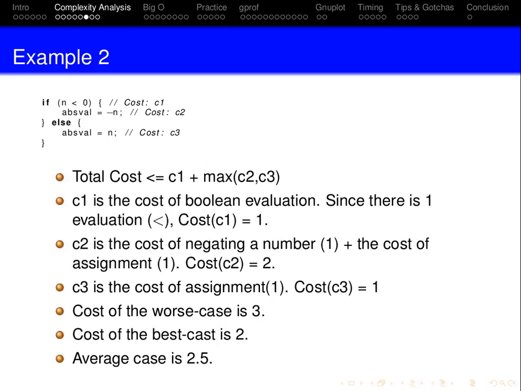C2, the cost of negating a number is 1. The cost of negation is 1, and then you have assignment, which is 1, so the cost of C2 is 2. For C3, we're just doing assignment, therefore the cost is 1. The max of 1 and 2, aka C2, costs the most. It would be 1 plus 2, and therefore worst case is 3. Best case is 2 if it jumped down to C3 instead. And then you could say the average cost is 2.5.